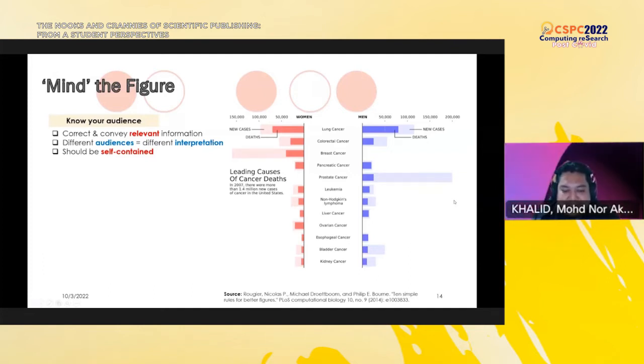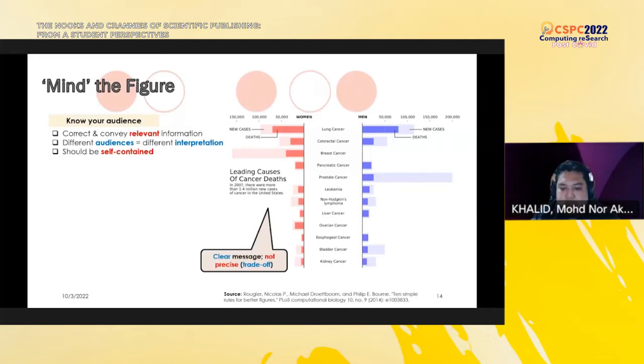Anyway, let me continue. From this figure, these are examples of figures focusing on cancer in the US, and these figures are remade from the original figure. This figure has a very clear message. You know that these are new cases, these are deaths, and you can see clearly that new cases are always higher than deaths, and sometimes they are quite similar.